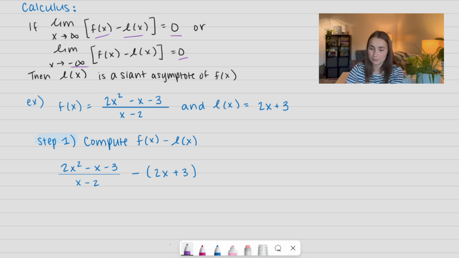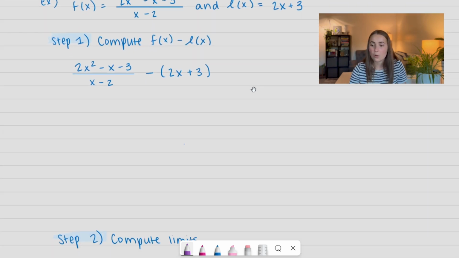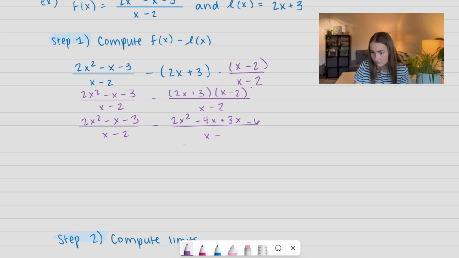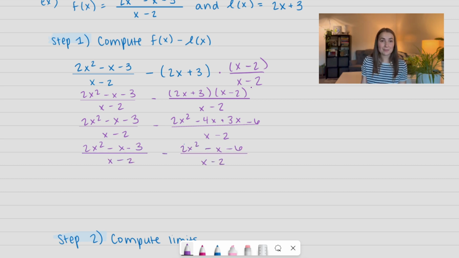We have the same function as before. First, let's just compute f of x minus L of x. So remember, when we have a fraction minus a whole number, we need to create a common denominator. So I'm going to multiply this one by x minus 2 over x minus 2. I'm going to multiply out that numerator and combine like terms. Okay, so now I'm going to combine the two fractions.